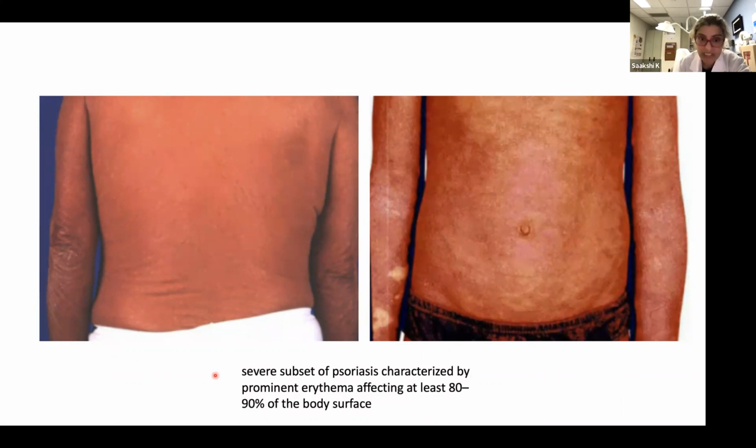IL-17 blockers are very fast acting. So sometimes I have given patients who are admitted to the hospital IL-17 blockers. I know it's not formulary, so we have to give them samples. But yeah, cyclosporin or IL-17 blockers are the fastest acting for erythrodermic psoriasis, and that's one of the ways of treating it.